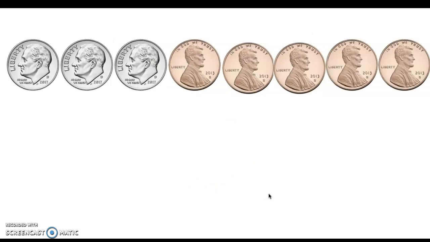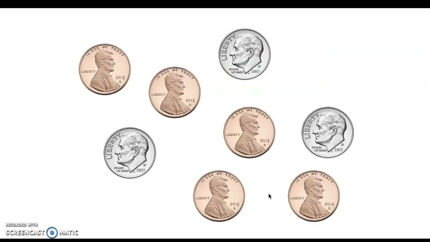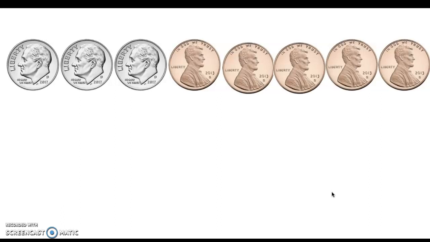Let's look at another example. Can you count how much money you have here? An easier way to do this would be to put the greater amount to the left and the smaller amount to the right. So I would order my coins like so.